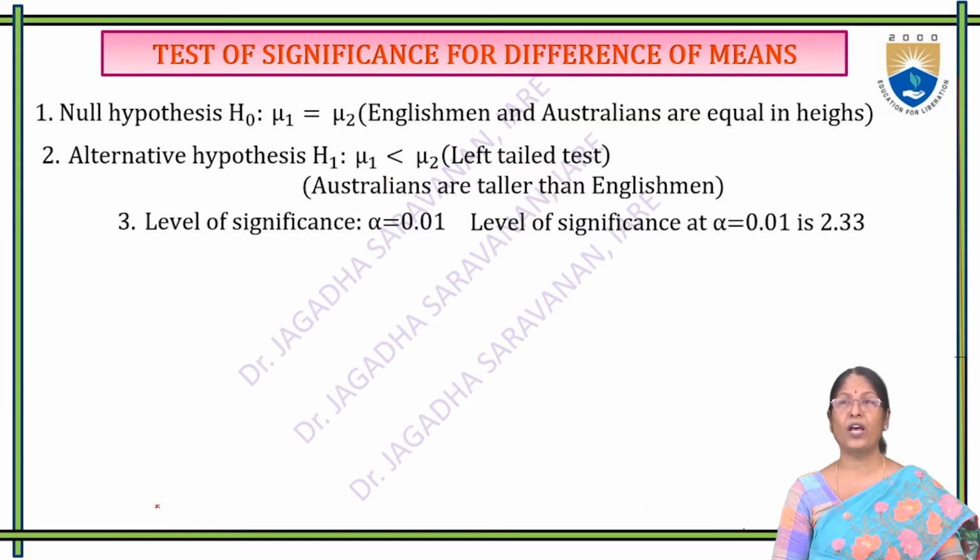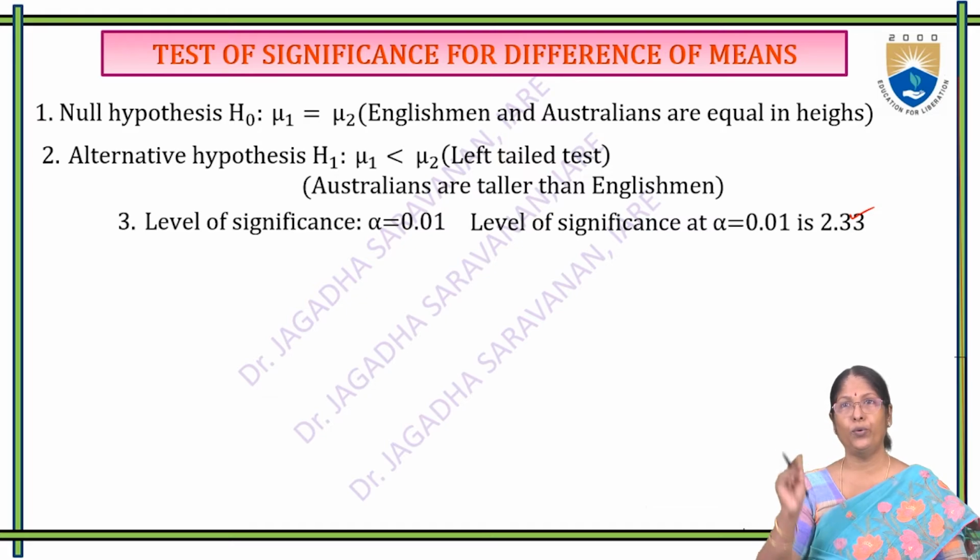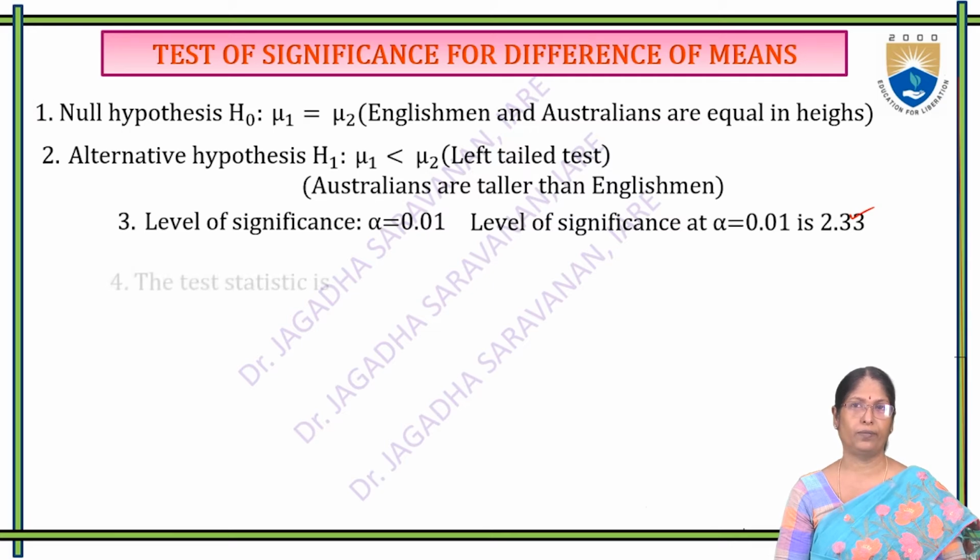So in the chart we have seen minus 2.33, but here it is 2.33. Which direction? The tabulated point, purposely, is negative. Always we will take the tabulated value or calculated value as a modulus of that.